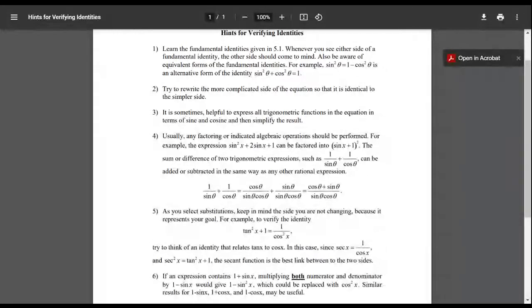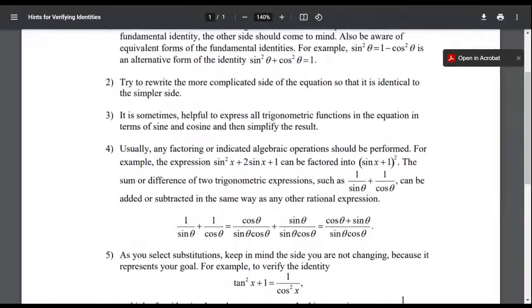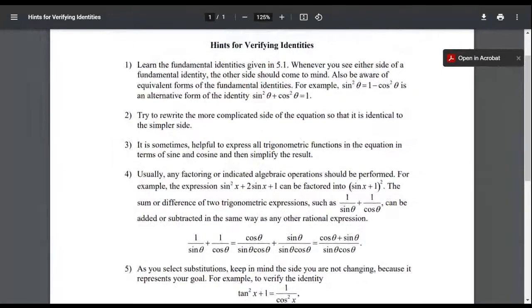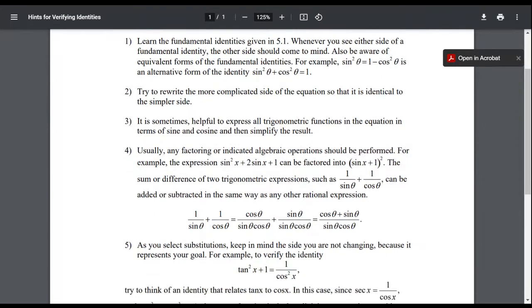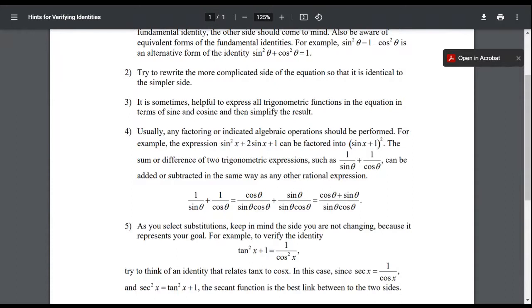So this is the same thing, except I just wrote this up a whole long time ago. But look what it says. Learn the fundamental identities given in 5.1. We have those quotient identities, Pythagorean identities, stuff like that, right? Try to rewrite the more complicated side of the equation so it's identical to the simpler side. That's exactly what step number one said over there. Usually any factoring or indicated algebraic operations should be performed.